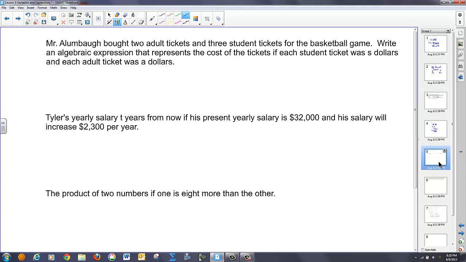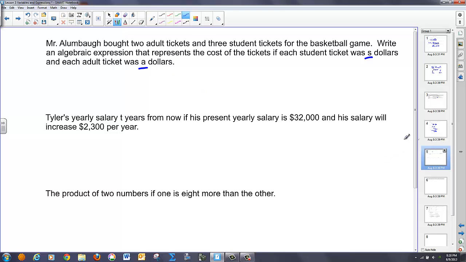So now we've got some word problems. It says Mr. Allenbaugh buys 2 adult tickets and 3 student tickets for the game, and we want to write an algebraic expression that represents the cost of the tickets, if the student tickets are worth S dollars and the adult tickets are worth A dollars. So in this case, what we want to do is think about a real world application of this, even though there are no numbers in here.